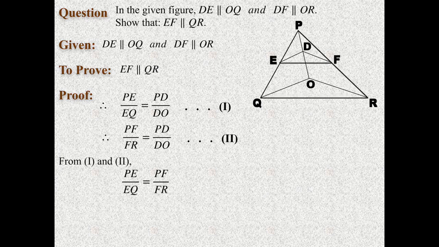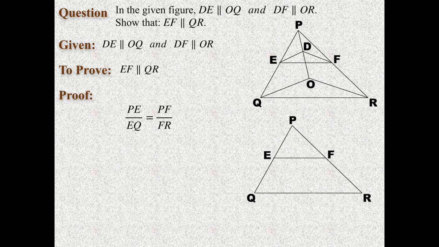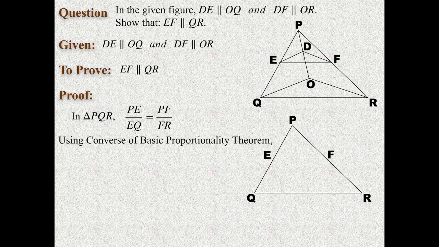Now if we see the main triangle PQR and the result that we obtained from the first and second results, we have two sides divided in equal ratios. That is, in triangle PQR we obtained PE upon EQ is equal to PF upon FR. So here we use the converse of the basic proportionality theorem and we conclude that EF is parallel to QR, which is our required proof.